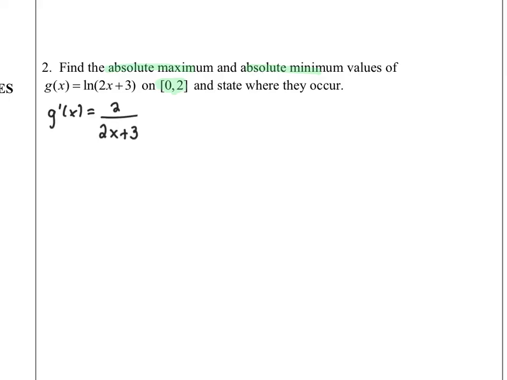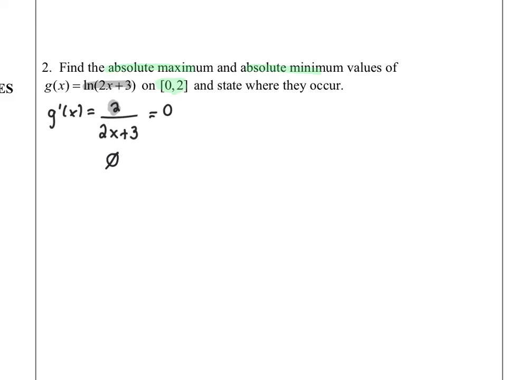When I do g prime and I use that natural log derivative rule, it's 1 over 2x plus 3 times the derivative of 2x plus 3, which is this 2 right here. If I want to try to find where this equals 0, a fraction equals 0 when the numerator equals 0, and that numerator is locked into a 2. So this will never be able to equal 0, and I don't get any critical points from that consideration.